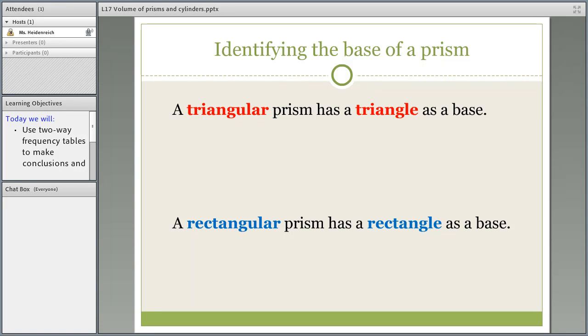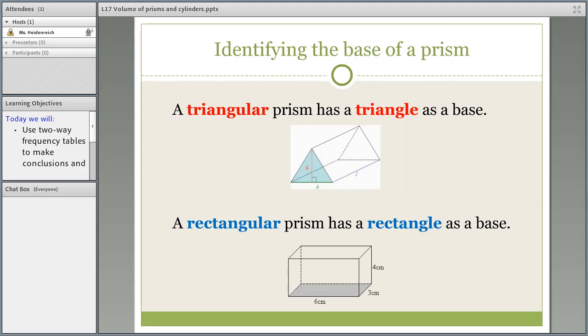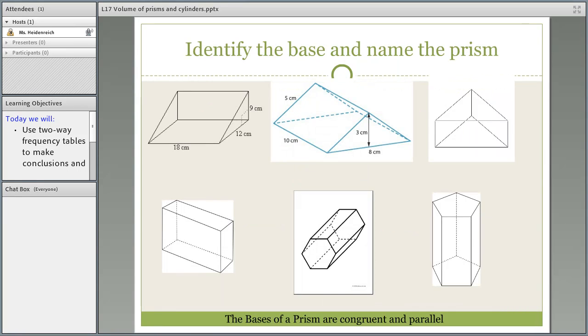Notice that a triangular prism has that triangle as the base. There are two bases that are triangles that are identical. And the rectangular prism has a rectangle as a base. Okay, so I want you to maybe pause the recording right now and go through each of these 6 3D objects that I put up here and see if you can name them with their bases. Use the base to name the prism. So pause the recording right now and unpause it when you're ready to check all of your answers.